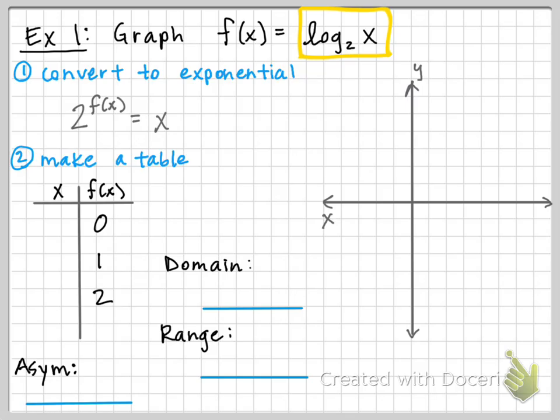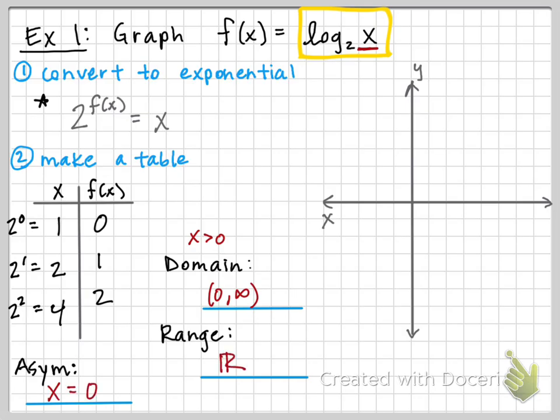Then I'm going to plug in f of x, because notice f of x is now my independent variable once I've converted it to exponential. So if I plug in 0, I'd get 2 to the power of 0, which is 1. If I plug in 1, I get 2 to the power of 1, which is 2. And if I plug in 2 for the y, I get 2 to the power of 2, which is 4. To find your domain, you take your argument and set it greater than 0. In this case, x is greater than 0, so my domain is 0 to infinity. My asymptote is going to be x equals 0.